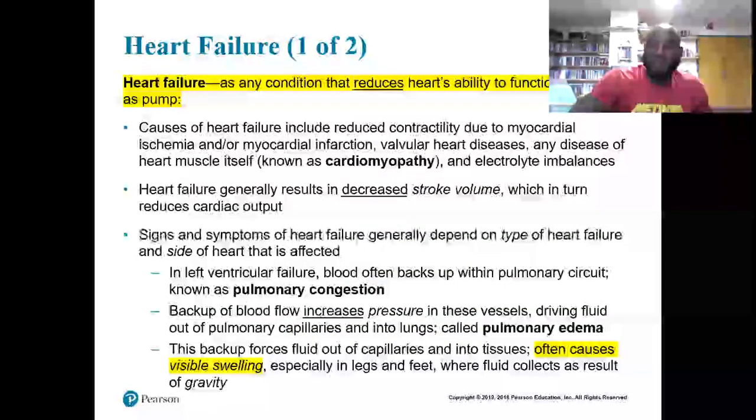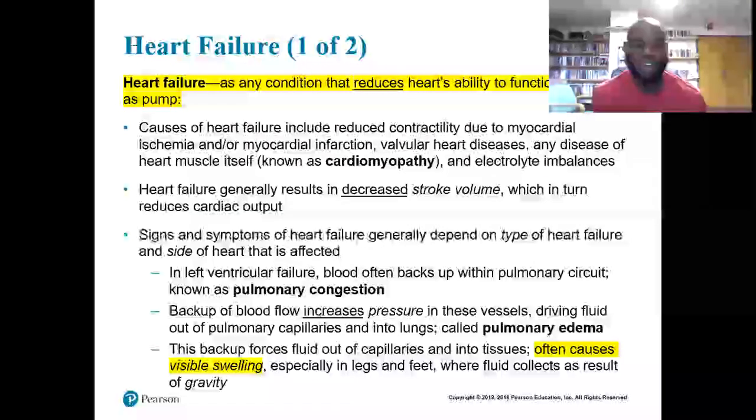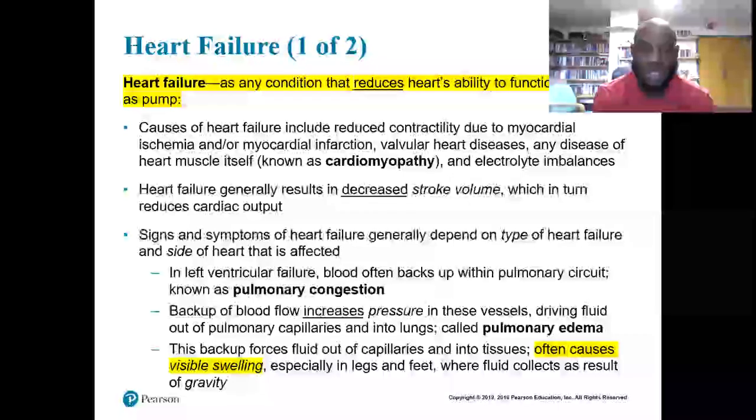Unfortunately, when we talked about the coronary system, we talked about myocardial infarction, heart attacks, and things like that. You can also have just heart failure, which is any condition that reduces the heart's ability to function effectively as a pump. I've mentioned it's a very important muscle, so we don't want anything clearly to happen.